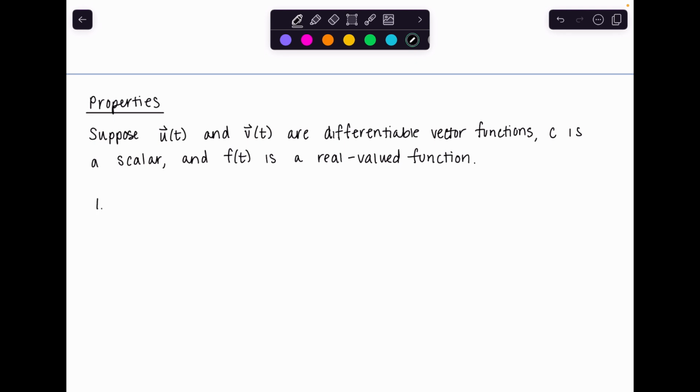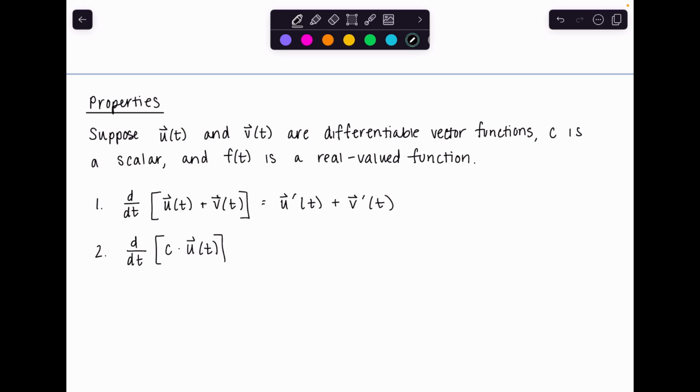So our first property is what if I want to take the derivative, and remember this notation means take the derivative with respect to t, of the sum of these two vectors, u and v. Well, just like when you take the derivative of one function plus another, you can take the derivative separately and add it. Same thing here. This is equal to u prime of t plus v prime of t. If you have a scalar attached to your vector, just like when you have a scalar attached to x squared, the scalar stays out front. So all you do is apply that derivative to the vector function.